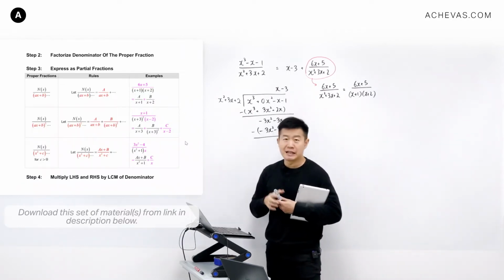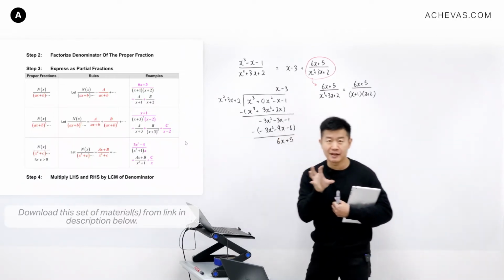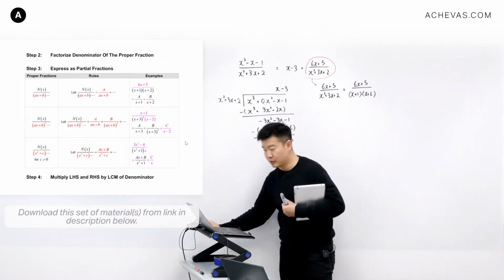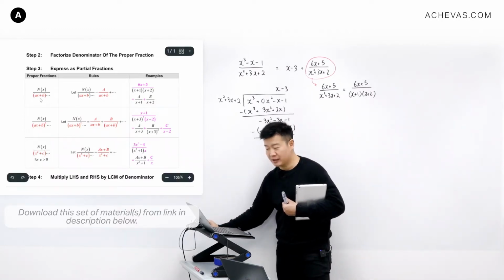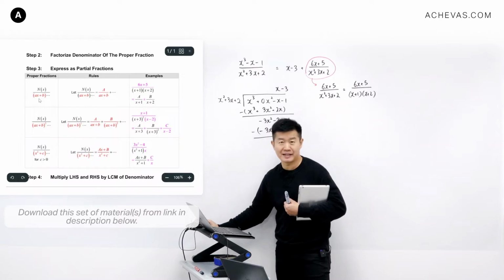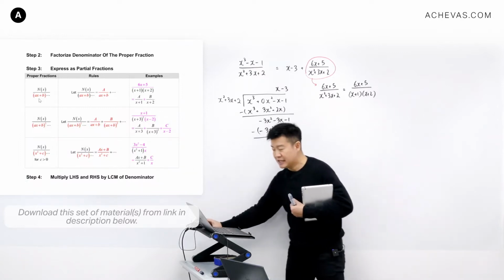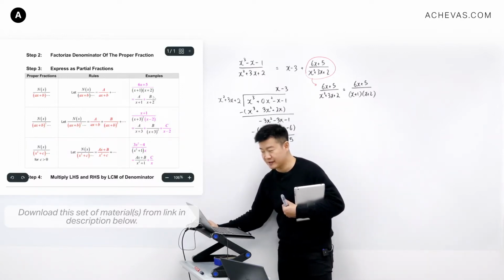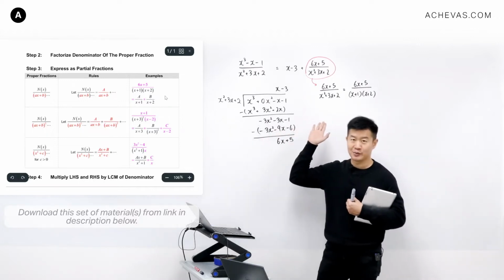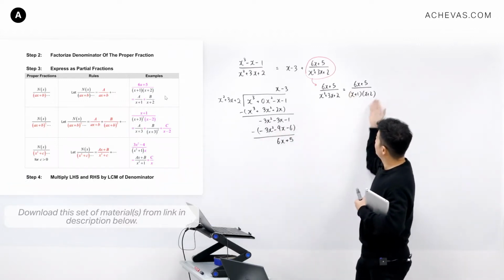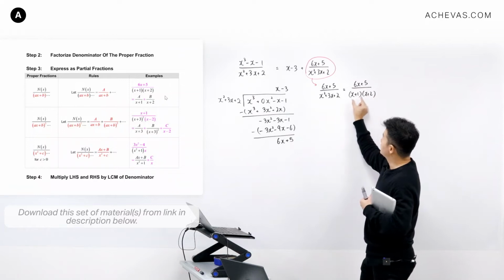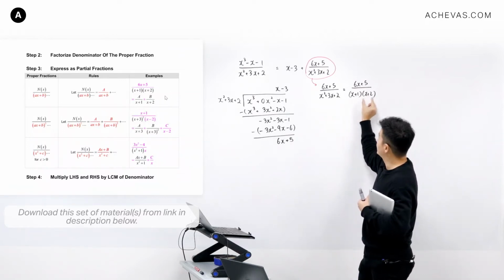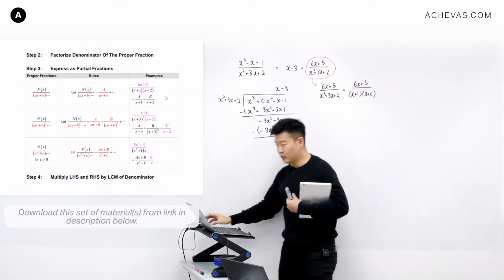We need to look at the denominator, the terms that are in the denominator. So for example, if the denominator consists of ax plus b, then its partial fraction is going to look something like this. In fact, this is the example that we are doing. So in this example here, the denominator consists of linear expression ax plus b. So we're going to follow this rule.